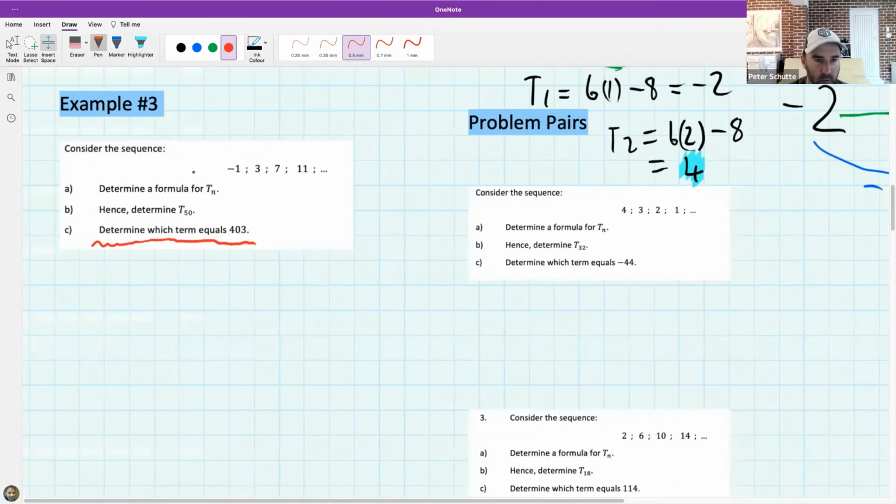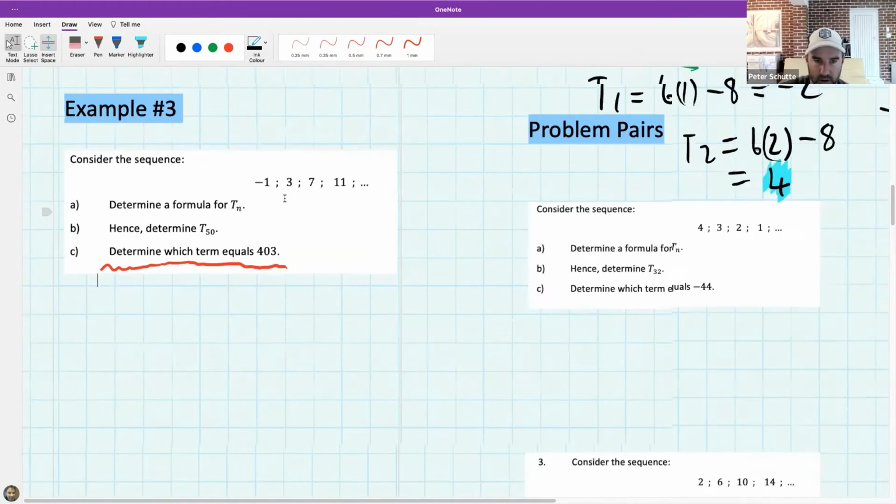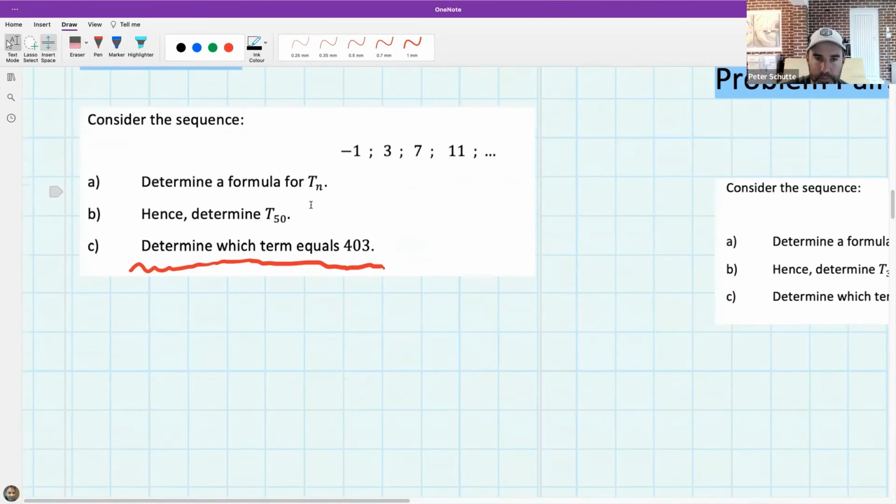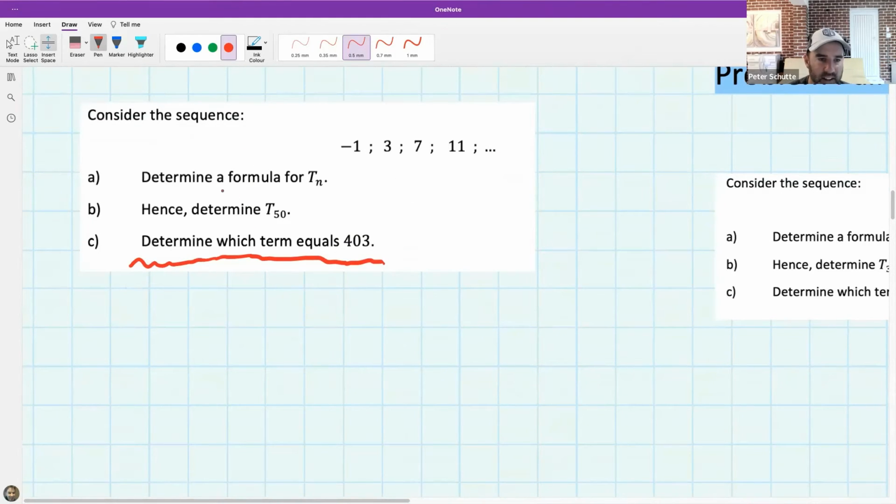Okay, so think about how I do this. Let me think about how I do this. I'll zoom in completely. So it says determine a formula for Tn. In order to determine a formula for Tn, I'm going to look for my step size of my pattern. And it looks to me like I'm going up in 4s. Okay, so I'm going up in 4s.